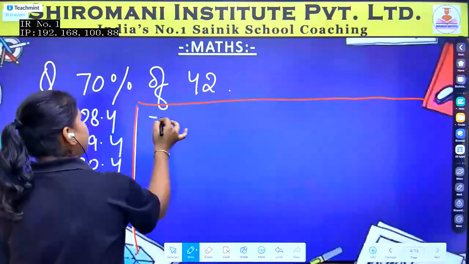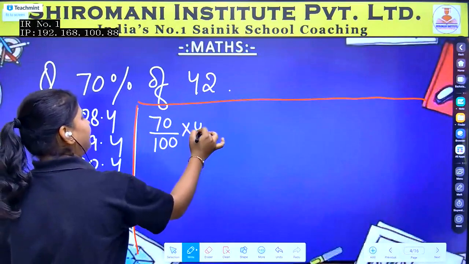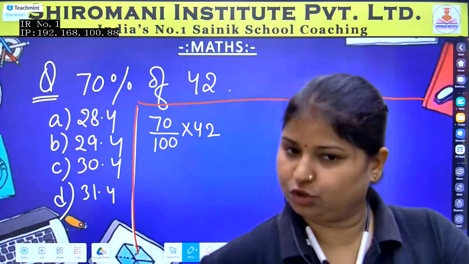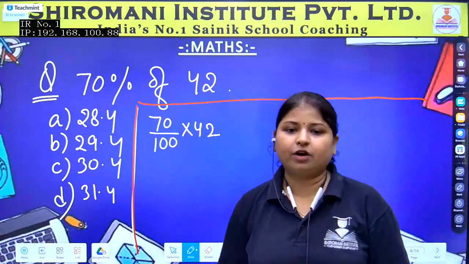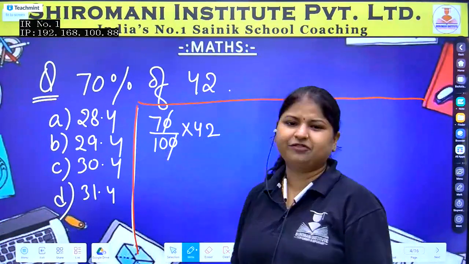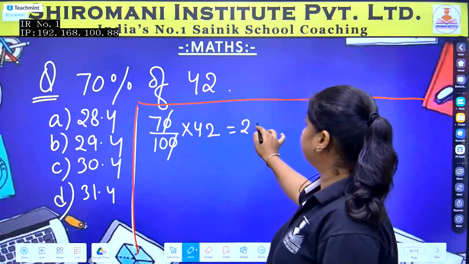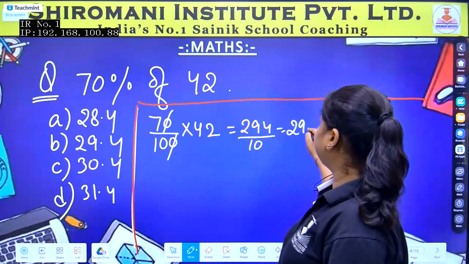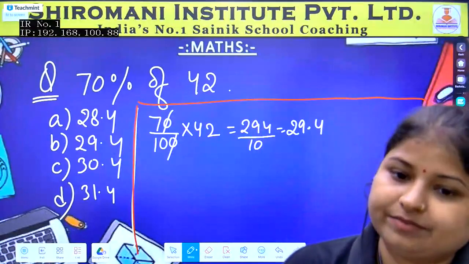See, either you can do the traditional way, which is applicable in any type of question. So 70% of 42, 70 by 100 into 42. Then you will simplify. If you want, you can simplify it further. But why simplify, right? Just multiply. Then upon 10, 29.4. You can get this as your answer, right?